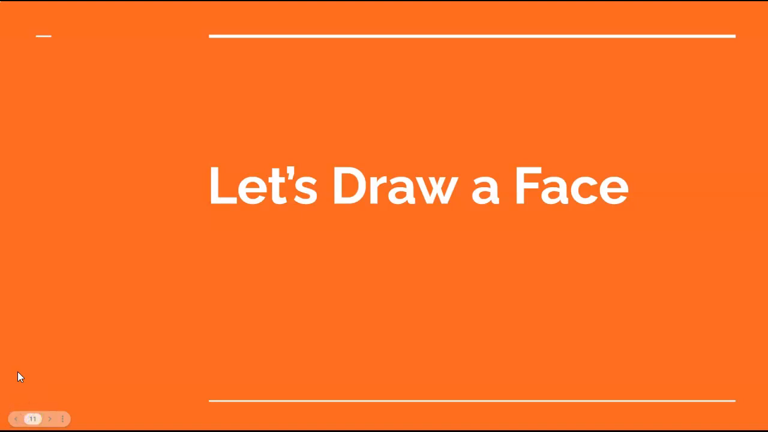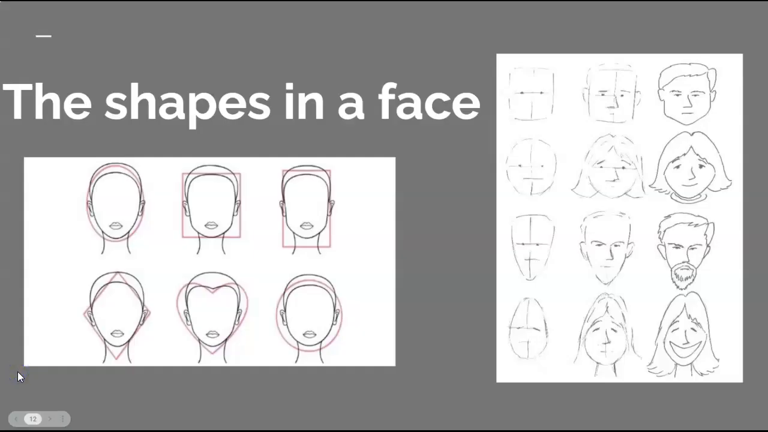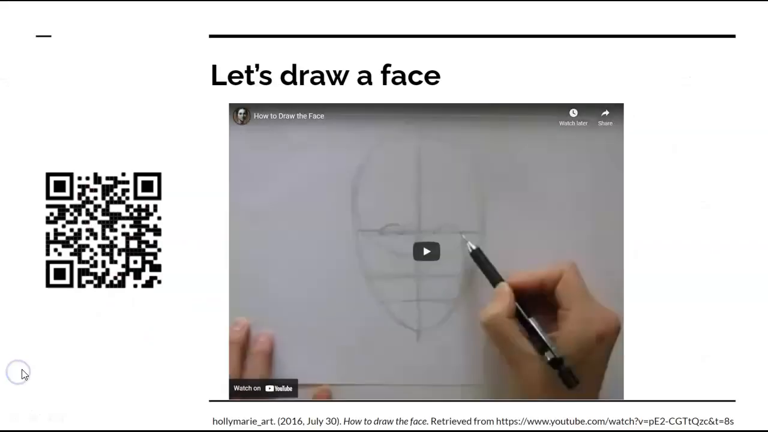Let's draw a face. For the first activity, using generic drawings, identify the shapes in a face: circles, squares, diamonds, rectangles, triangles, etc. How are they used to draw a unique face?